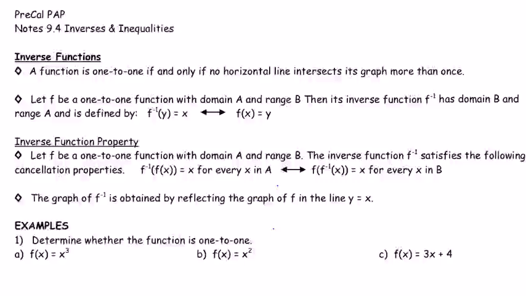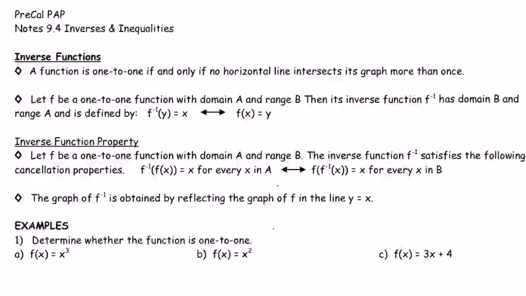Guys, this is page 1 of our lesson on inverses and inequalities. A function is one-to-one if and only if no horizontal line intersects its graph more than once. We're going to do some examples of those, that is, using the horizontal line test.